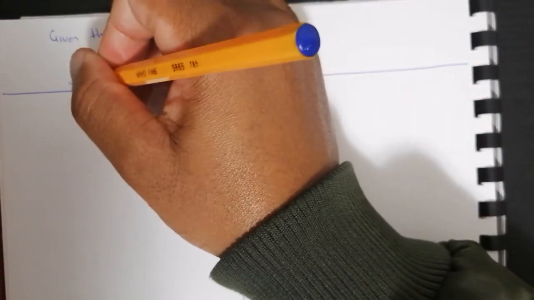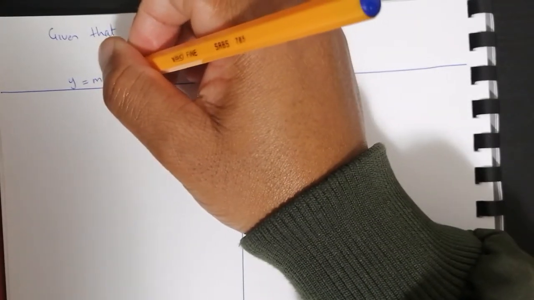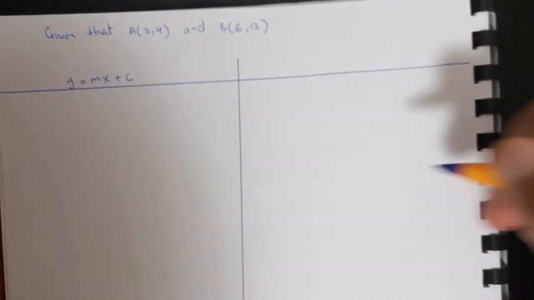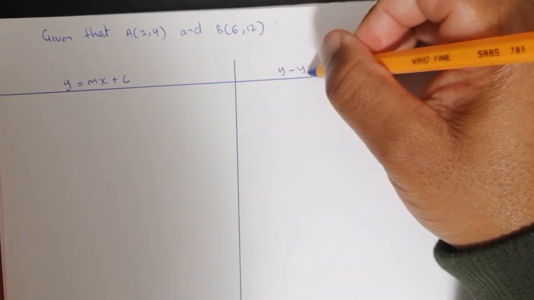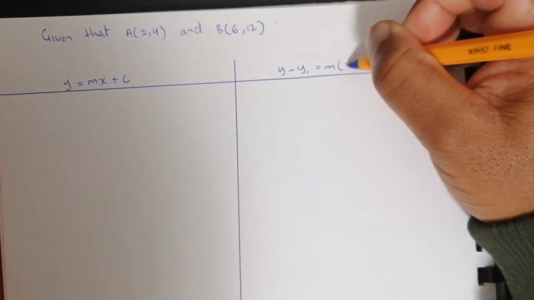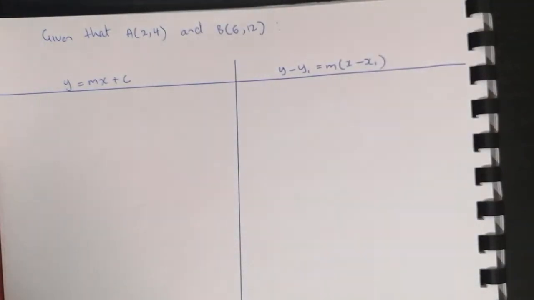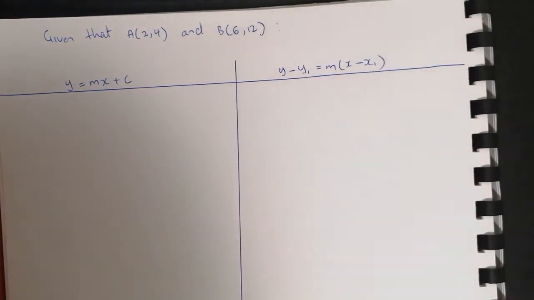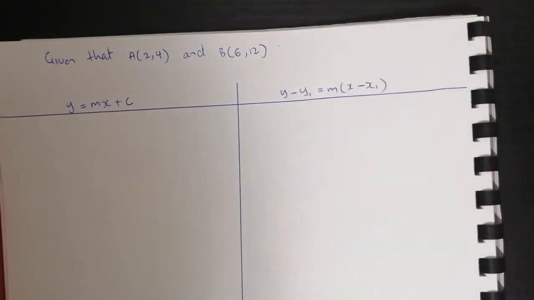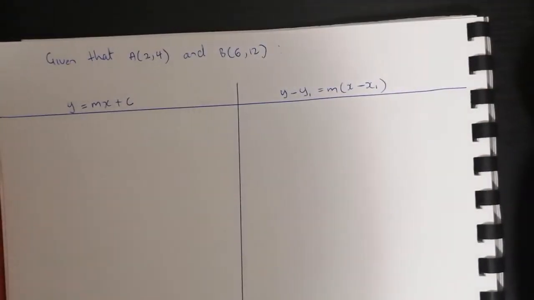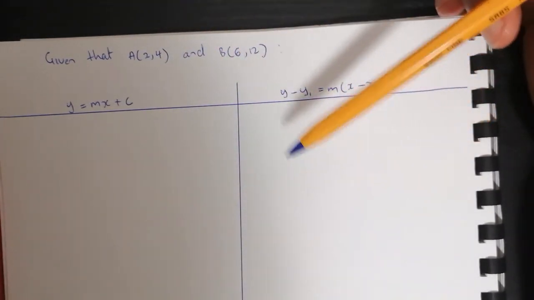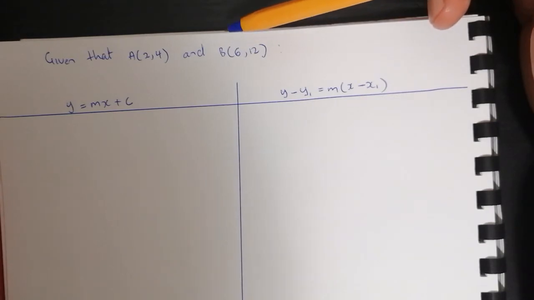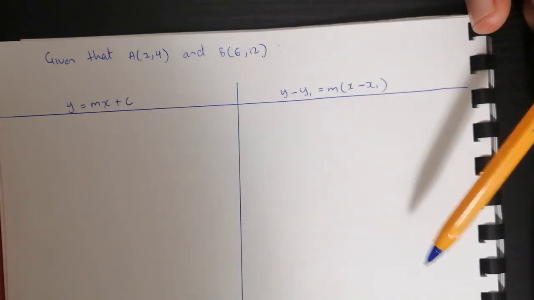So we have y equals mx plus c, and y minus y1 equals m times x minus x1. Okay. Now firstly, you'll notice here we don't have any y-intercept. The gradient is not given. It's just 2 points. 2 points on the line. Then we need to use those points to find the equation of a straight line.